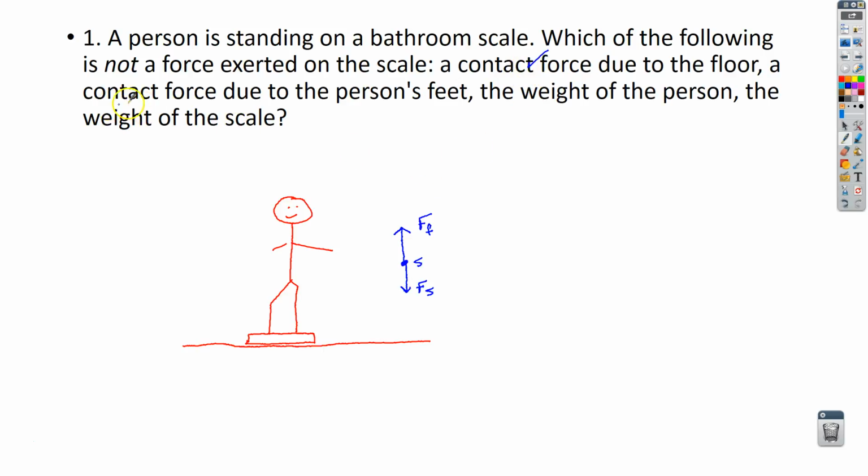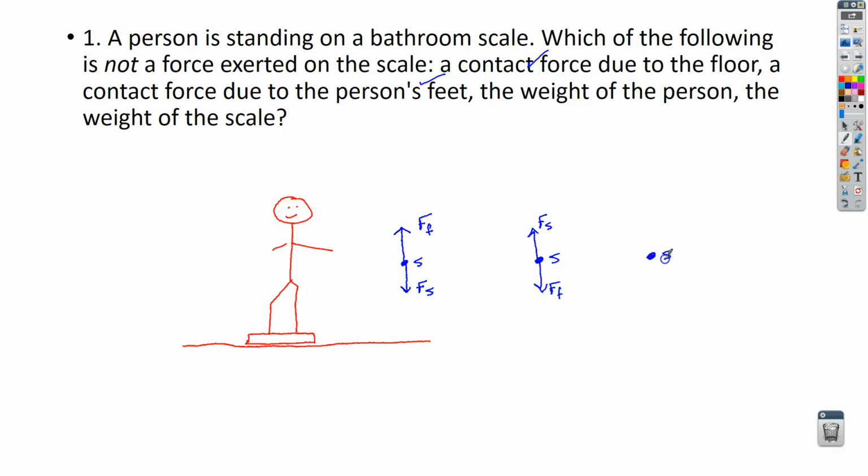That's a contact force, a contact force due to the person's feet. So if we think about the scale again, we have the feet pushing down, so this would be the force of the foot, and then we have the force of the scale pushing back up on that person. So that one's fine. We're going to skip this one, and we're going to say the weight of the scale.